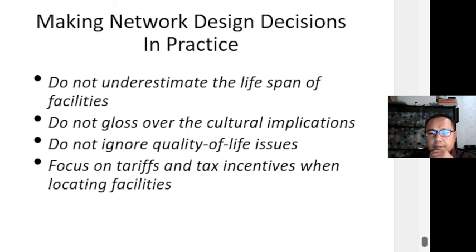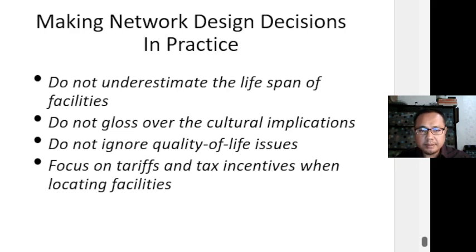Managers should keep the following issues in mind when making network design decisions for a supply chain. The first one: managers must not underestimate the lifespan of facilities. It is important to think through the long-term consequences of facility decisions because facilities last a long time and have an enduring impact on a firm's performance. That's why managers must consider not only future demand and cost but also scenarios in which technology may change. Otherwise, a facility may become useless within a few years.